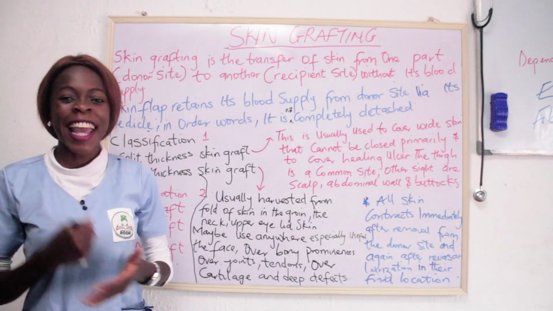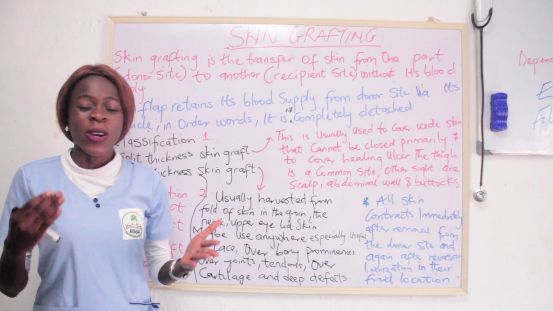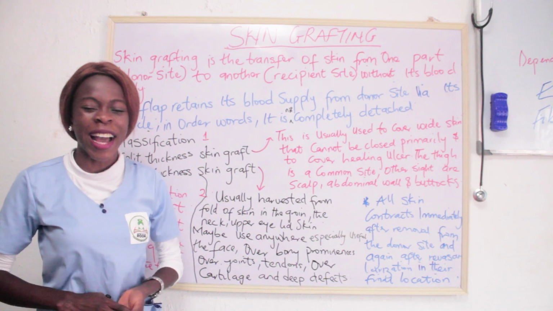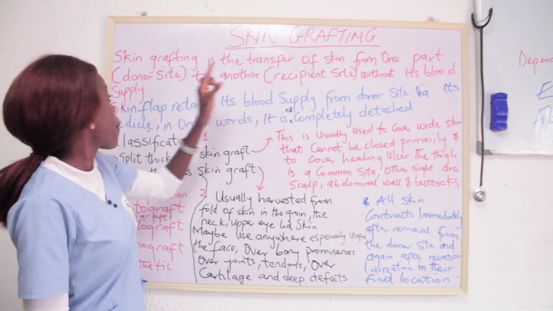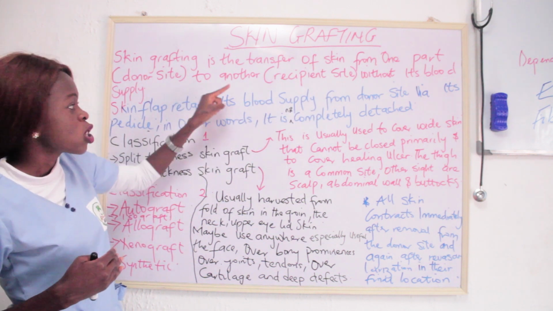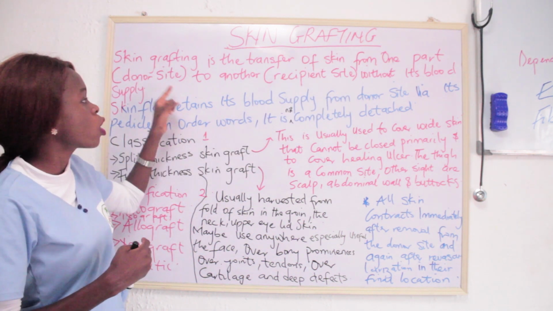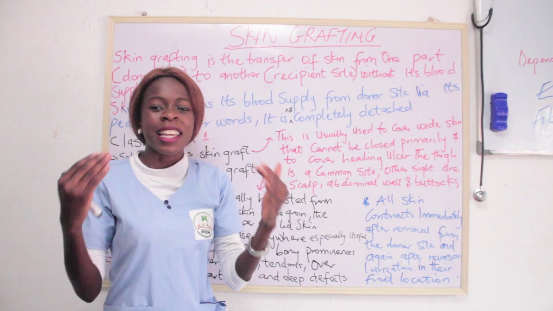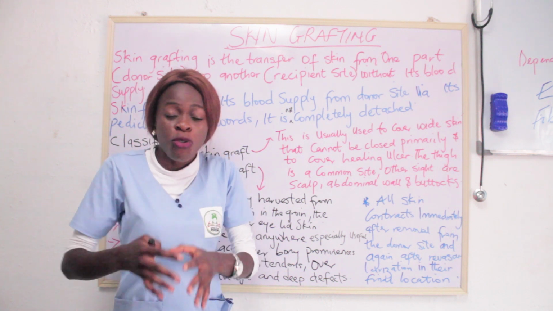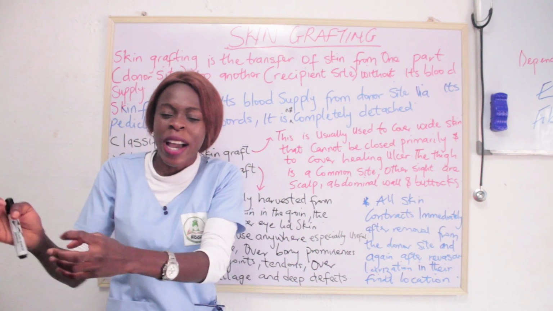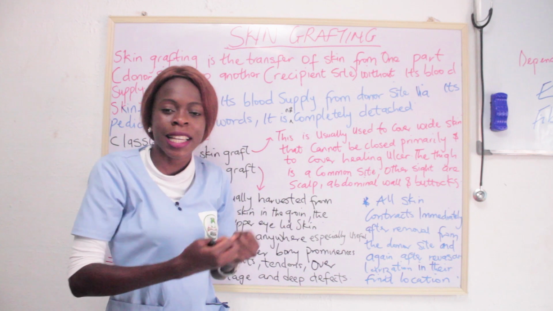Right, welcome back. Like I earlier said, today we are going to be talking about skin grafting. What is skin grafting? Whenever you hear skin grafting, what comes to your mind? Skin grafting is a transfer of skin from one part, which is the donor site, to another, which is the recipient site, without its blood supply. Whenever you hear skin graft, what should come to your mind is the transfer of skin from where? From a donor site, that's the place that you are getting the skin from, to a recipient site, the person that is taking the skin.